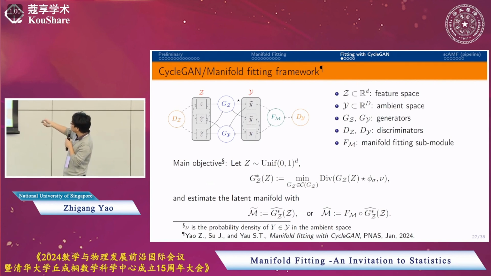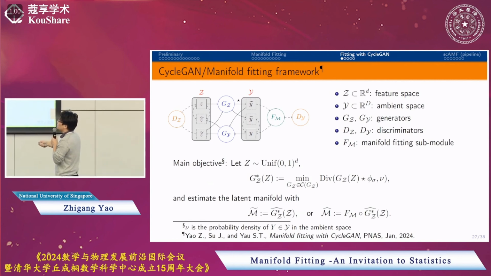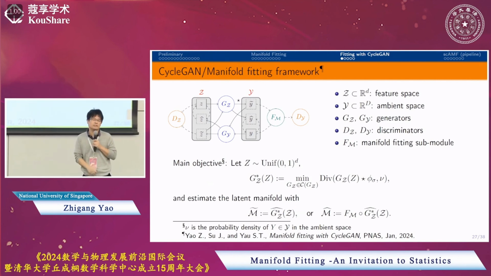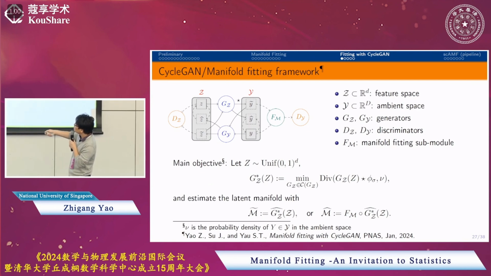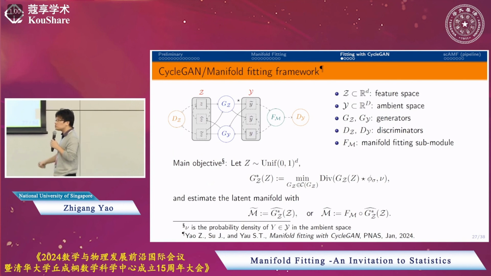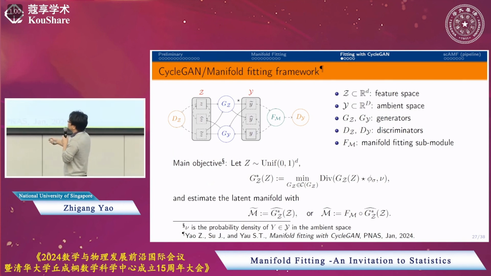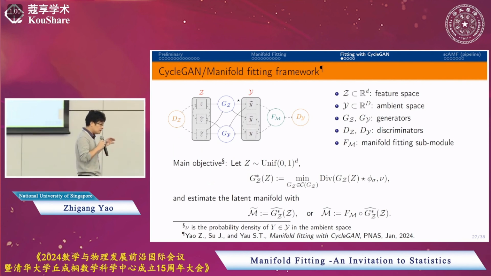Basically, you've got a low dimensional space which is called the feature space, Z. You are trying to learn a map between Z and Y, where Y is in high dimensions, let's say the dimension is capital D. So you've got to train two generators. One generator, G_Z here, maps the data from the lower dimensions to Y in the high dimensions. The other generator pulls the data back. There are also two discriminators trying to discriminate the fake data and the true data.